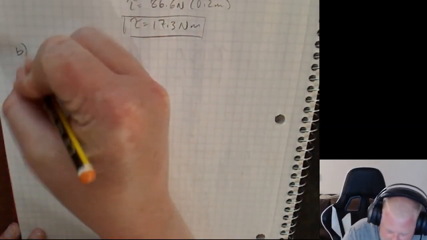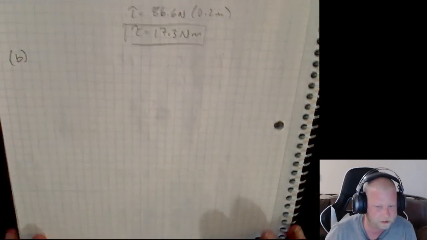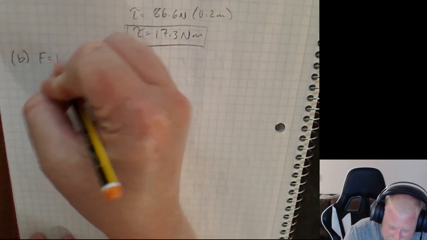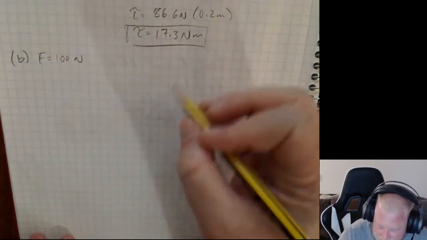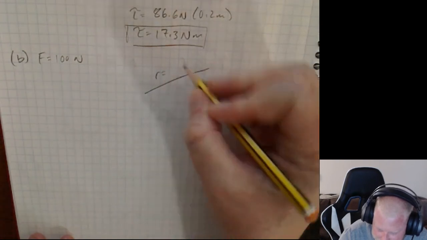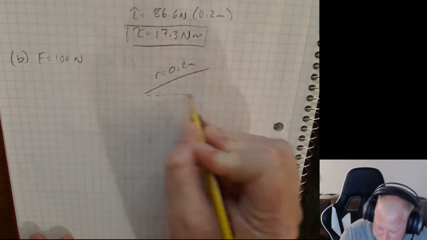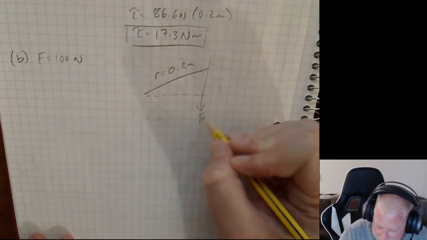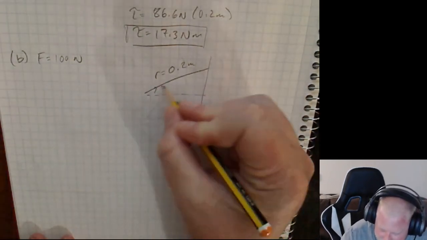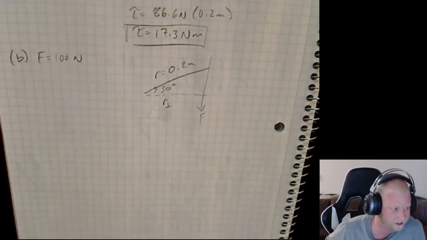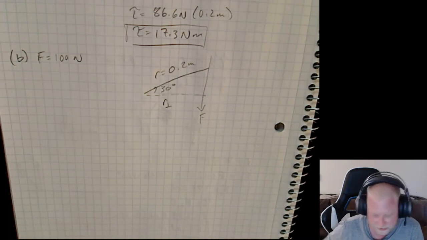Now let's look at it from the other perspective. In B, we're looking at the line of action and the moment arm. Our force in this case is 100 newtons. We know that there is a radius on that wrench of 0.2 meters, and that moment arm intersects the line of action at a 30-degree angle. So this right here represents our moment arm.